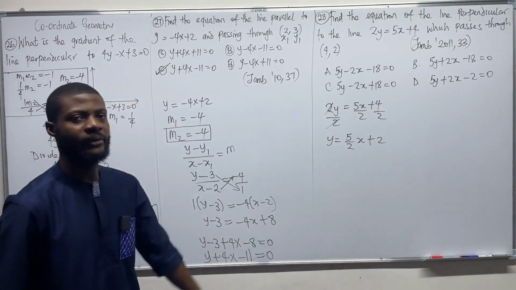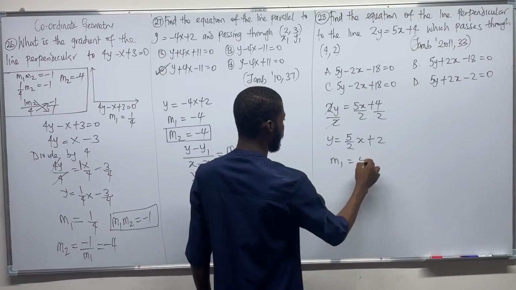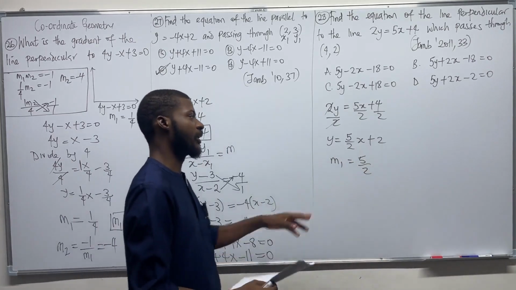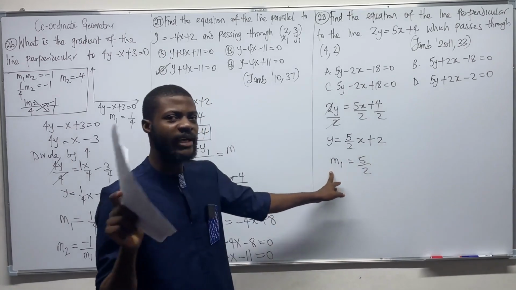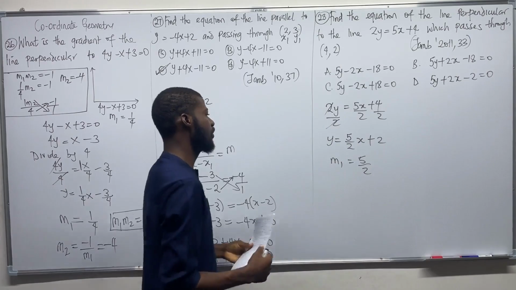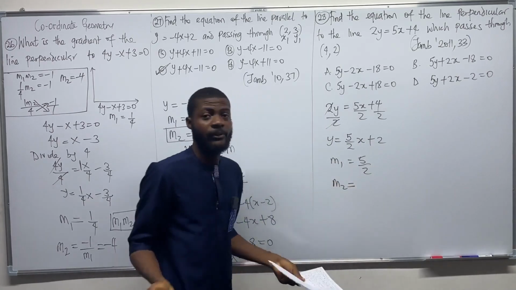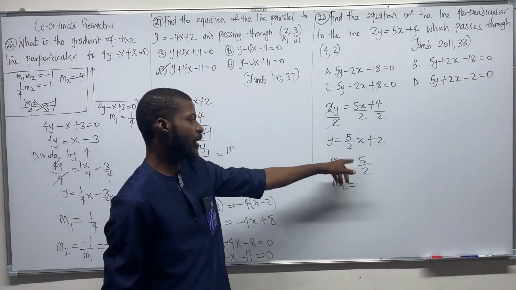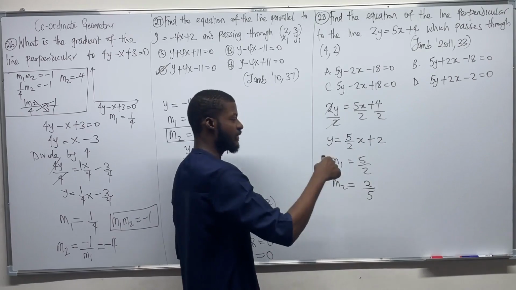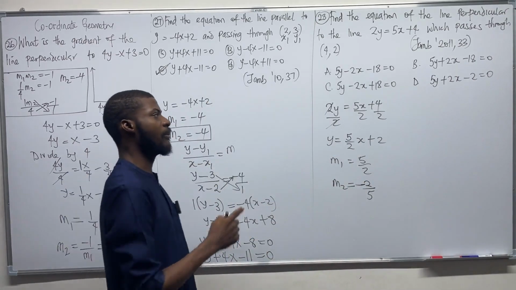Now, what is our gradient? m1 is going to become 5 over 2. This is m1. But remember, we must always find m2 because this equation involves two lines. I've already explained it before. So what will become m2? Using the short approach I told you, first of all, what is the reciprocal of this? This will become 2 over 5. But it's always the negative reciprocal, so there's a minus here. So m2 is going to become minus 2 over 5.